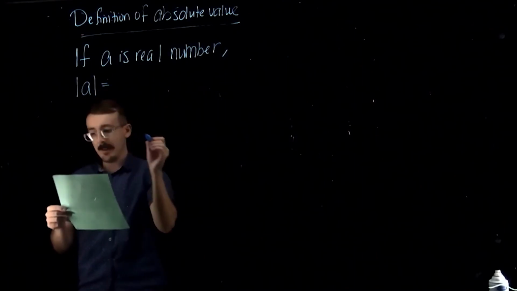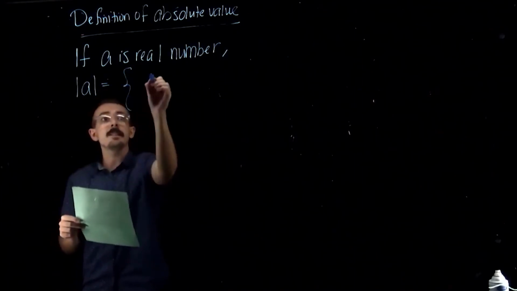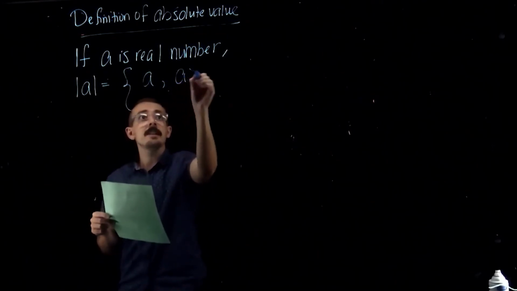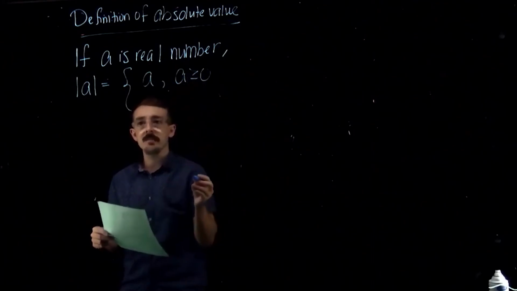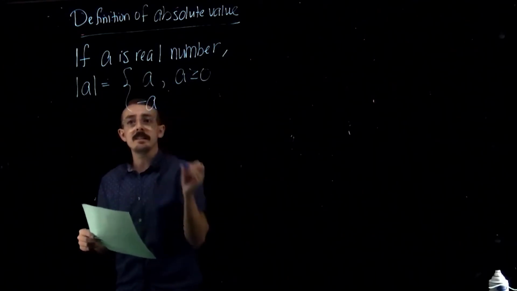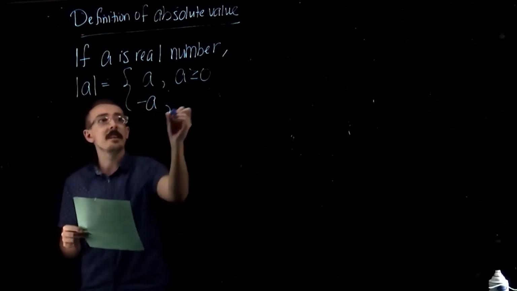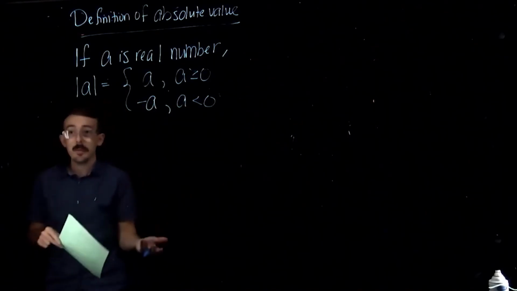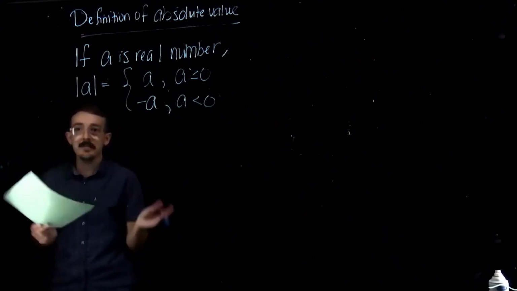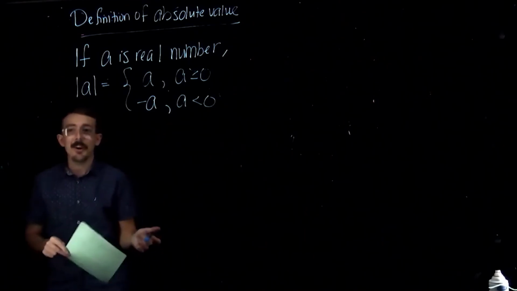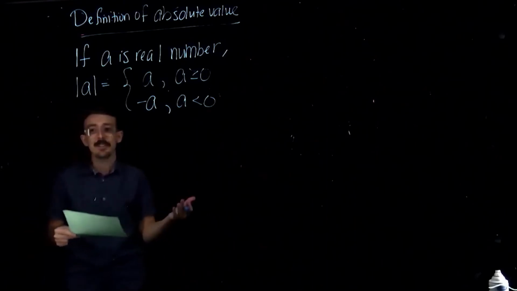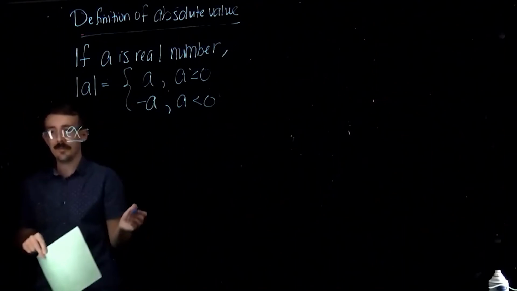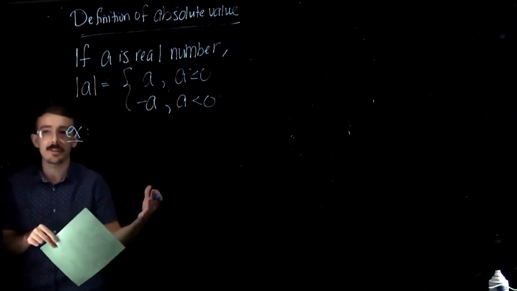The absolute value of A, it's just itself if A is a positive number or 0, and it's negative A if A is less than 0. So you probably remember this from high school. Taking the absolute value of a number makes it positive. That's the point of this. It measures physical distance, for example, physical distance from 0 is what I should say.